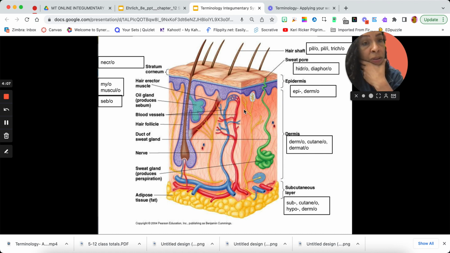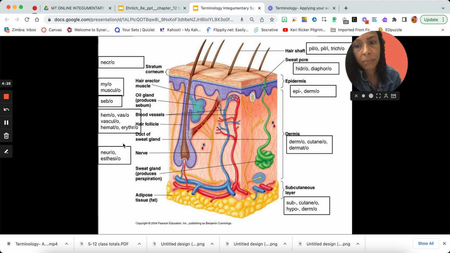Not to mention, if you blush or have a rash, then those vessels are going to vasodilate and let more blood to the surface and more heat to the surface. So we might use terms like hemo and vaso and vasculo and hemato and erythro to remind us of the functions of the vessels in our dermis.